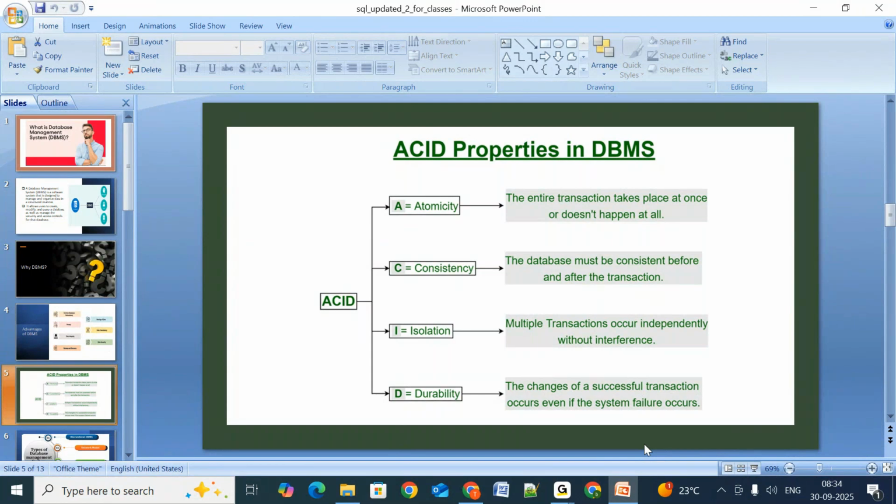Got it? Now, the database must be consistent before and after the transaction, which is nothing but consistency. Since yesterday we are talking about this word consistency. What is meant by consistency?